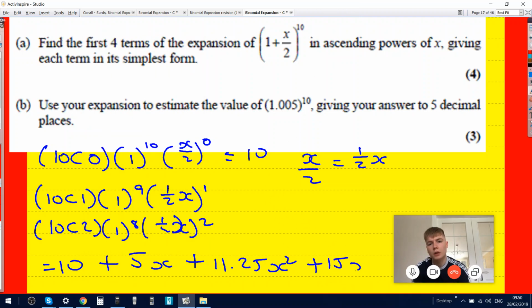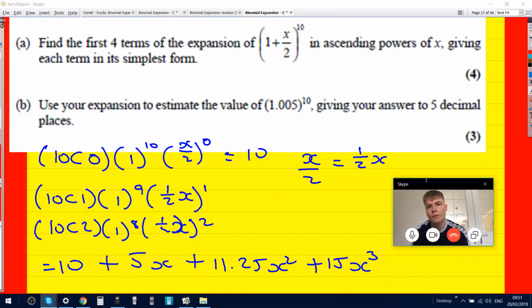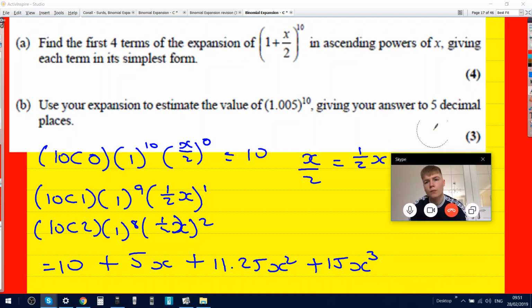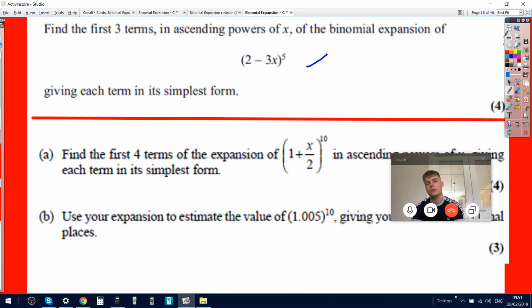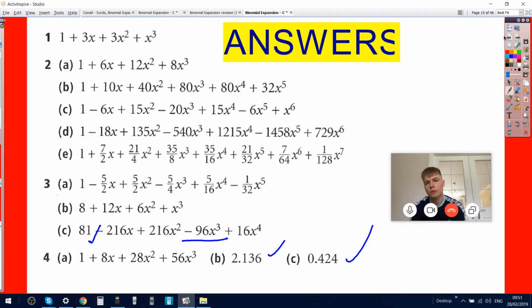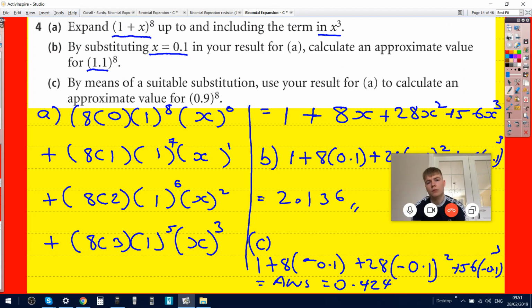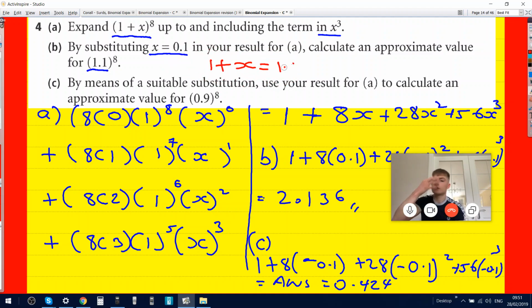No, I'm not sure on that one. So for our previous one, it was 1 plus x equals 1.1. So this 1 plus x is equal to 1.1, and so you just solve for x. Now they actually gave us x.